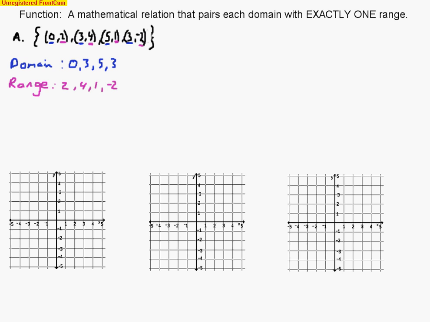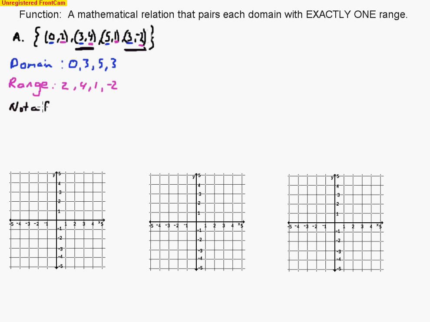Again, all a function is, it's a special type of relation where the domains are not going to end up repeating and having different range values. And so let's take a look at our domains and see if any of those repeat, because then we'll know we've got a problem. 0 is one of them, then 3, and 5. Oh, we've got another 3. See, this point here and this point here have the same domain, but they have different range values. So that is not a function.